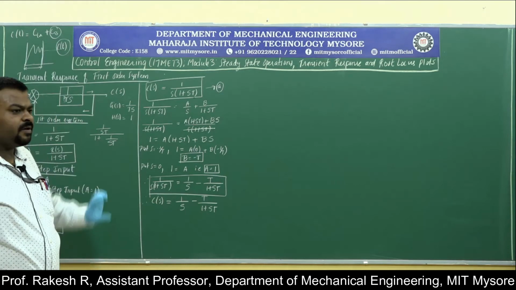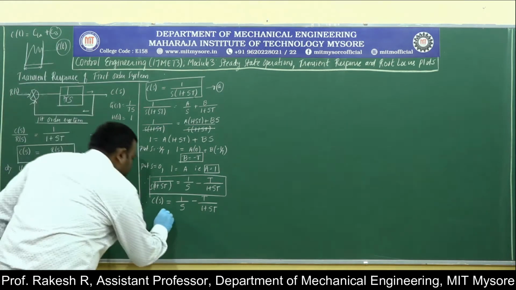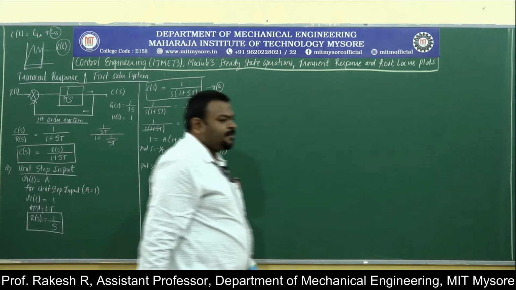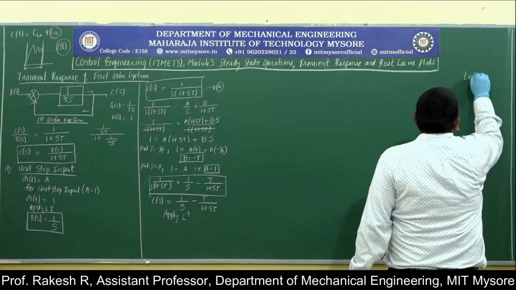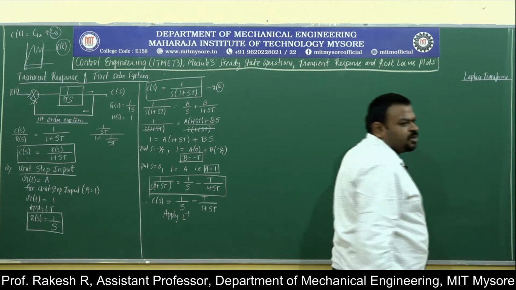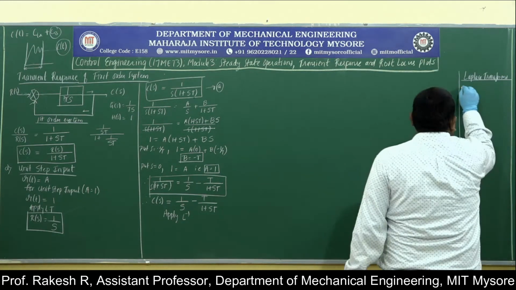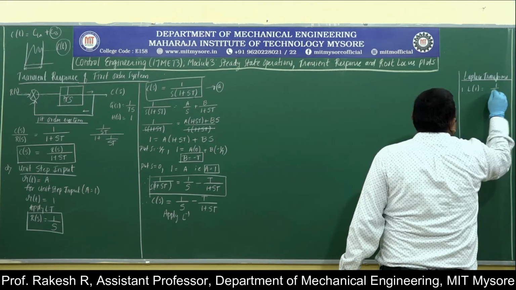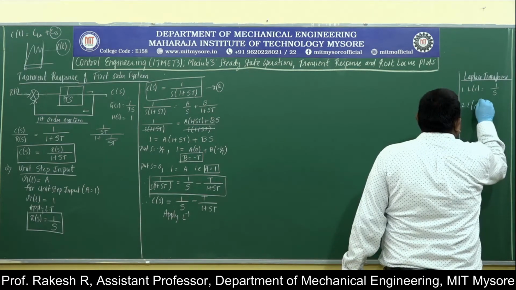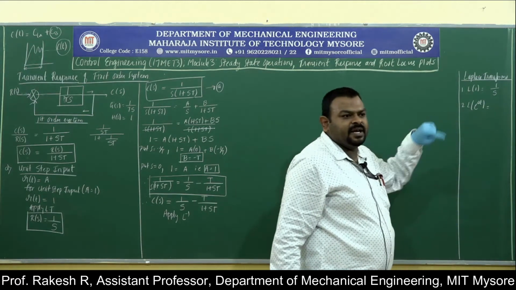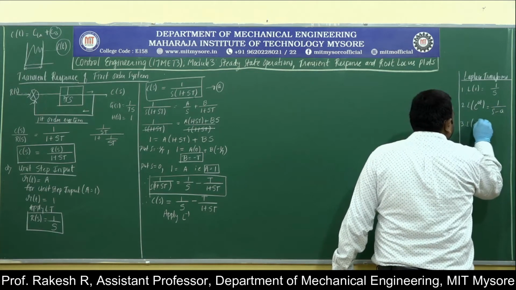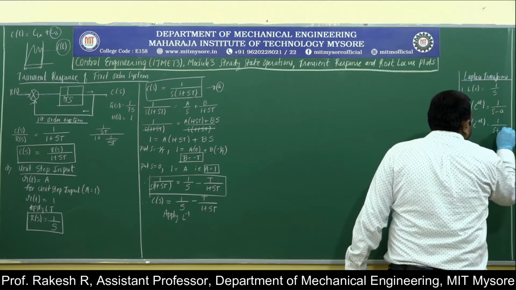This is not important here. I want C of t. How to get C of t? I will apply Laplace inverse. Let us recall some of the rules in Laplace transformation. The first rule is the Laplace of 1 is 1 by s. The second one is the Laplace of e to the power of at, which is 1 divided by s minus a. Number 3, Laplace of e to the power of minus at is 1 divided by s plus a.